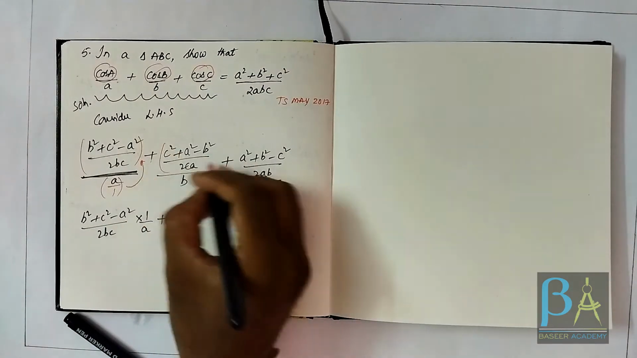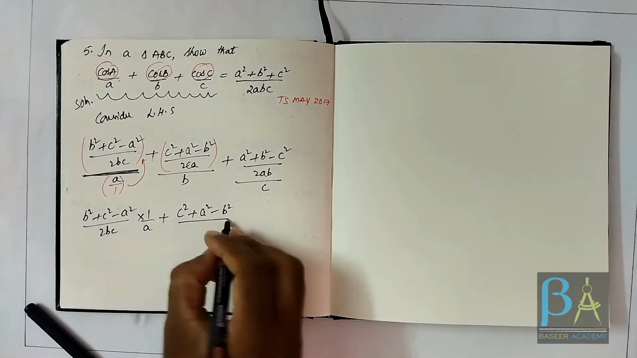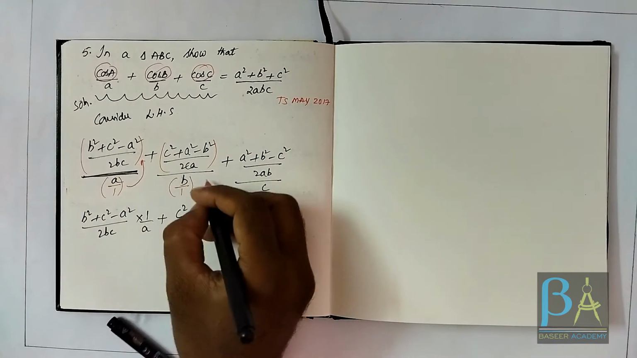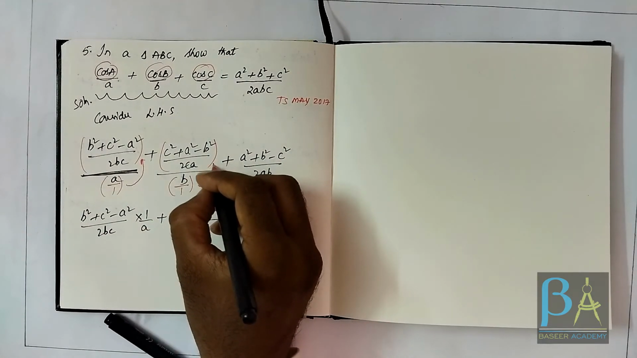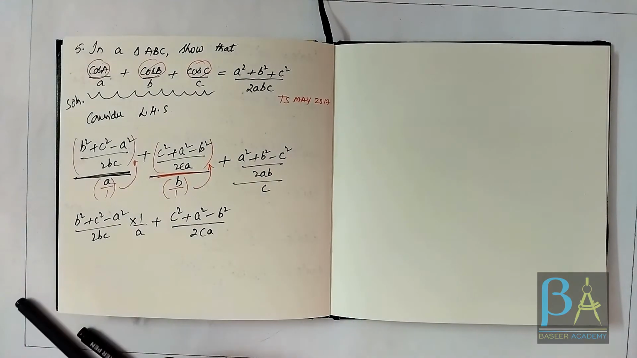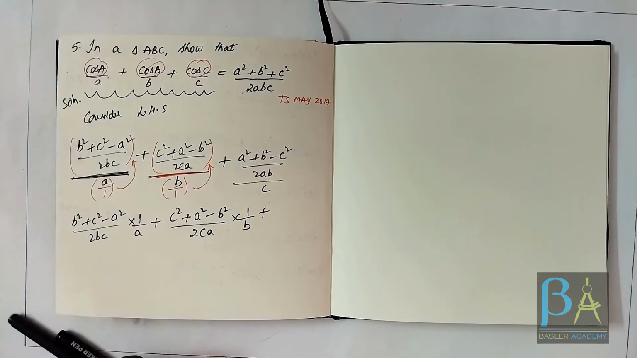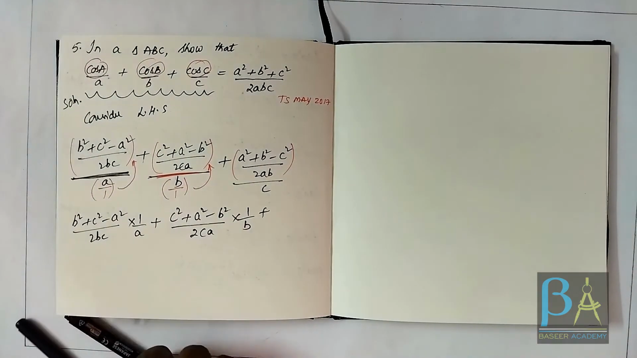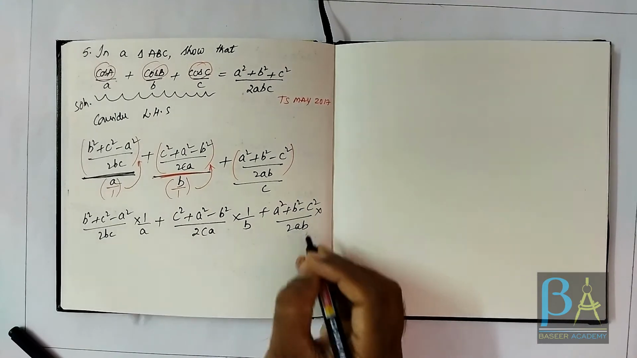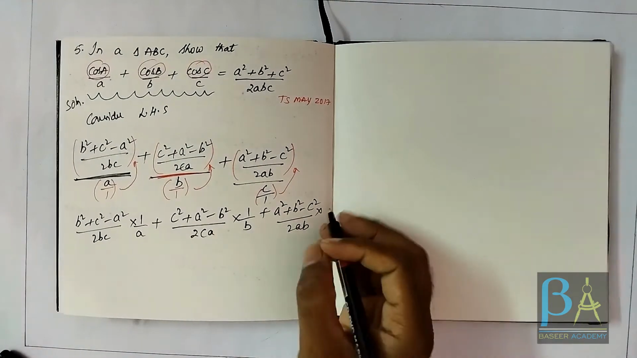Again, this numerator, I'm going to write it as it is for now. So c square plus a square minus b square by 2ca. Now this denominator b by 1, if I convert the division into multiplication, this b by 1 would become 1 by b, the reciprocal of it. And I'm going to do the same thing here as well. This is the numerator, which I'm going to write as it is. So a square plus b square minus c square by 2ab. And then this c by 1, if I take it to the numerator, it becomes 1 by c, isn't it?